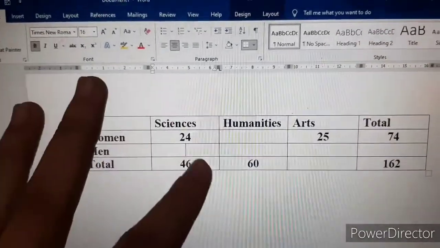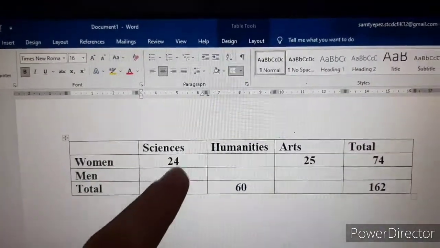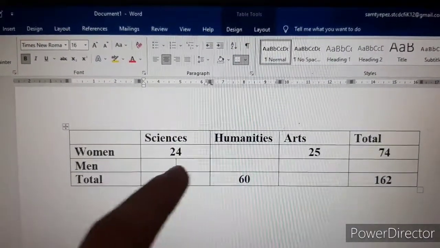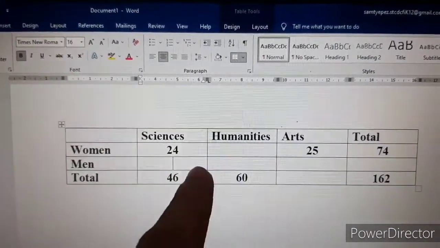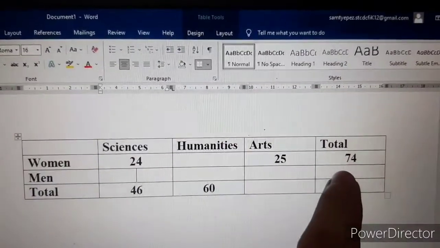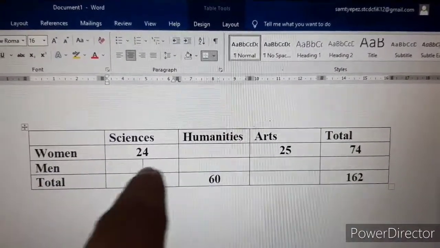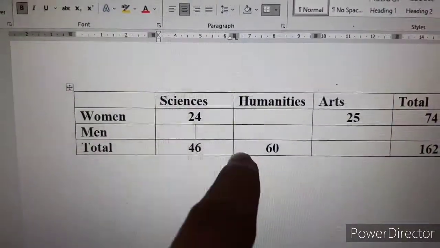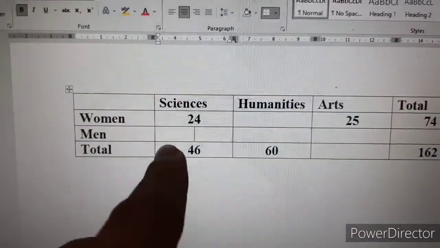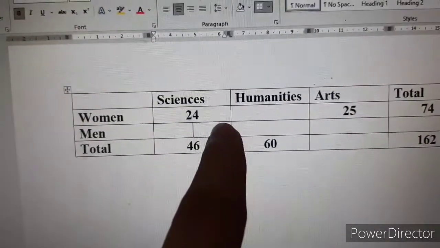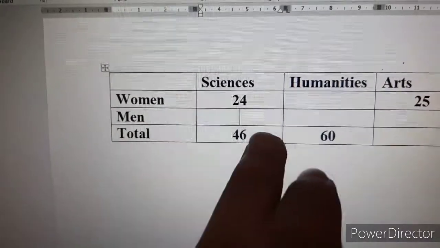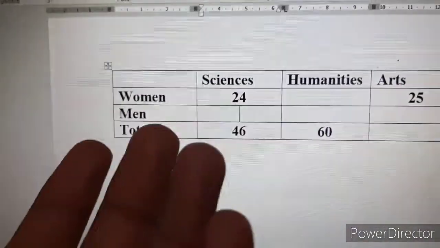So in this kind of problem, we will be identifying and solving these blanks here, because we're going to fill them up so that we can complete this problem. First we will go to the science column, and the problem here is that the men don't have a total, and we don't know it because we haven't solved it yet.